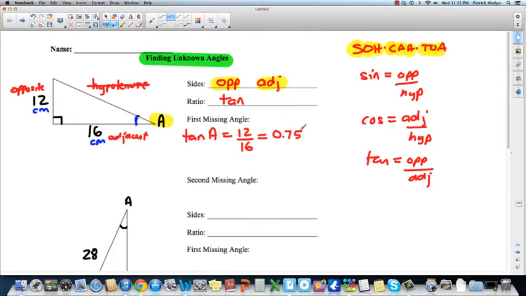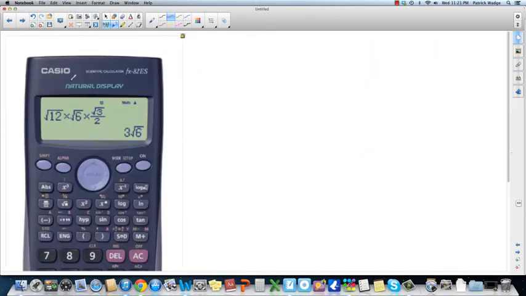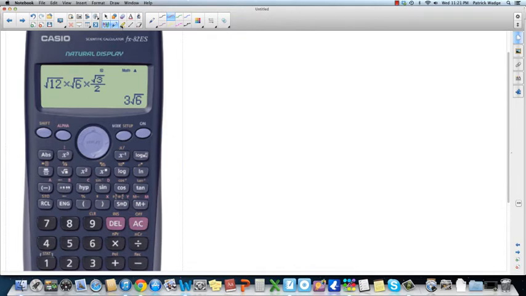If we know the ratio when we're trying to find the angle, we do inverse tan, or shift tan, or second tan. Remember, we did this last chapter, actually. This is tan to the negative 1 of 0.75. That's how we're going to get the answer. Remember, you're not going to push tan first. You're going to hit this shift button. For some of you, it'll say shift, or second, or inverse, and then you hit tan. That's how you get inverse tan or shift tan.